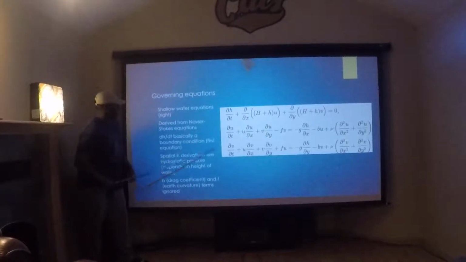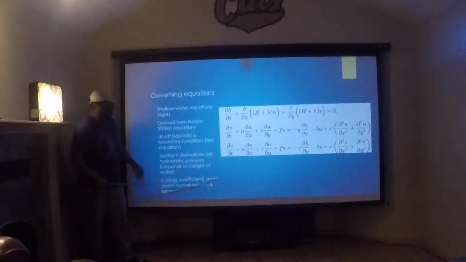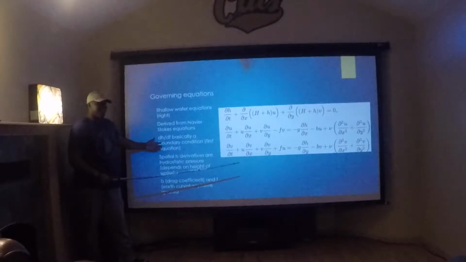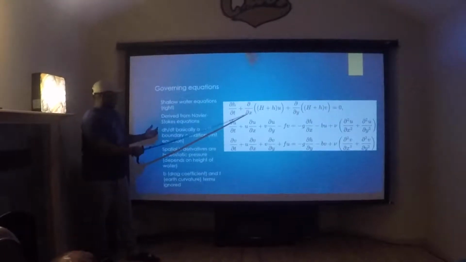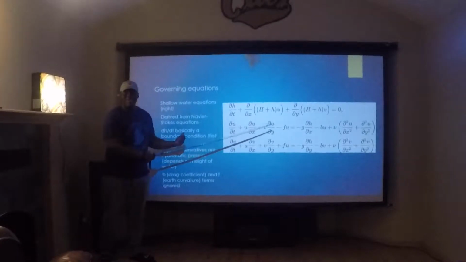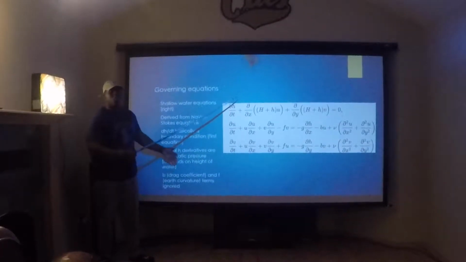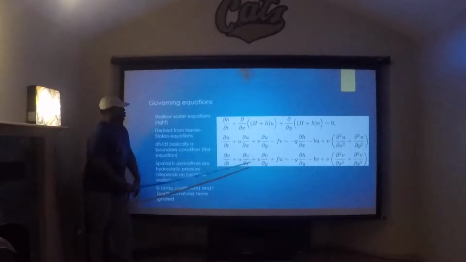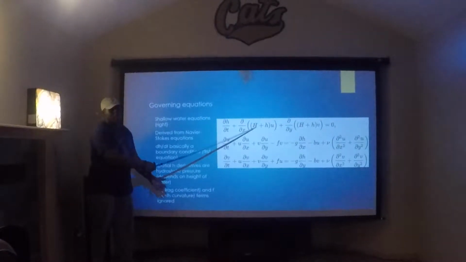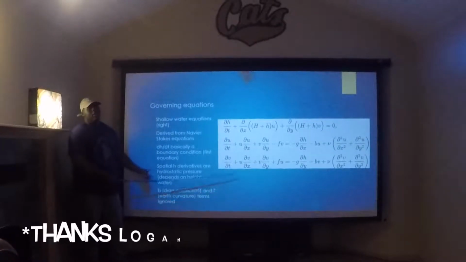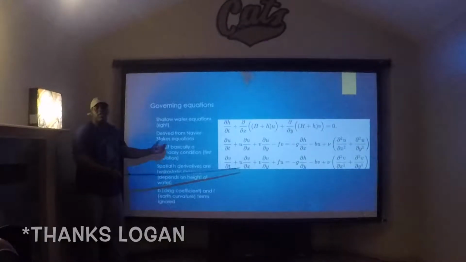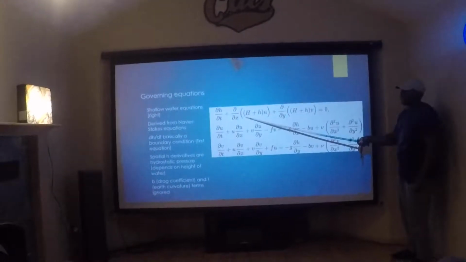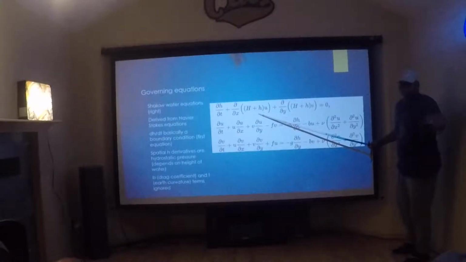governing equations right here. The shallow water equations are derived from the Navier-Stokes equations. The shallow water equations assume that the x and y velocities are much greater than the z velocities. This results in a 2D analysis instead of a 3D analysis. And as you can see, big H is the average height of the water, while little h is the deviation of the water.